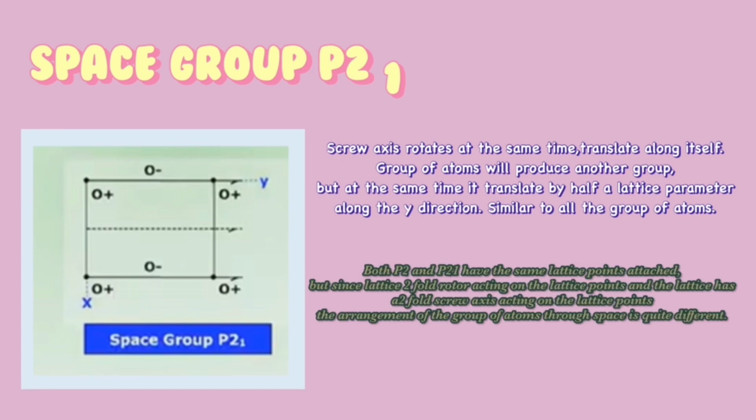Both P2 and P21 have the same lattice points attached, but since the lattice has a two-fold rotor at the lattice point in one case and a two-fold screw axis at the lattice point in the other, the arrangement of the groups of atoms through space is quite different.